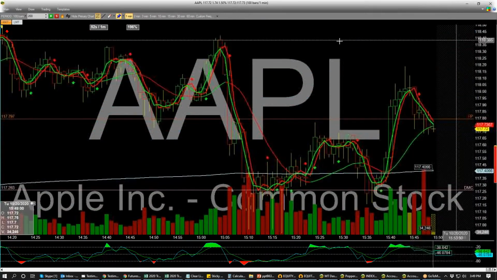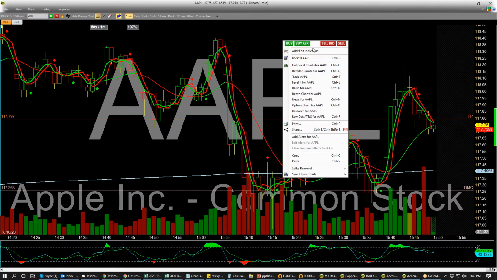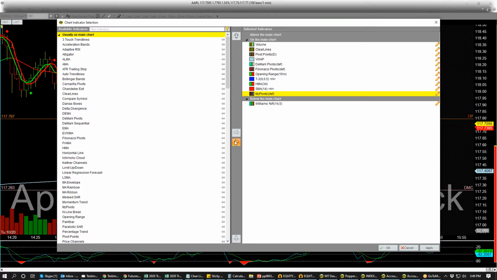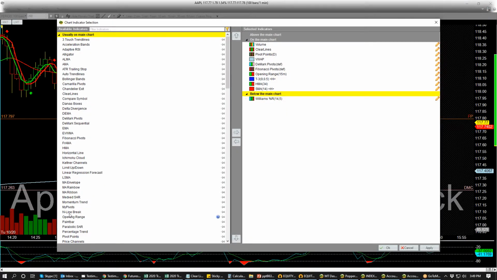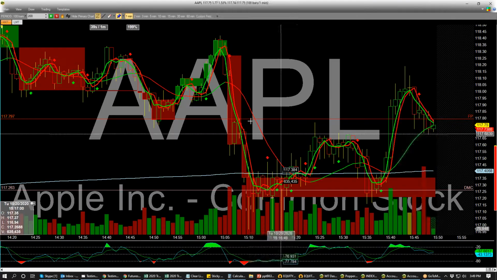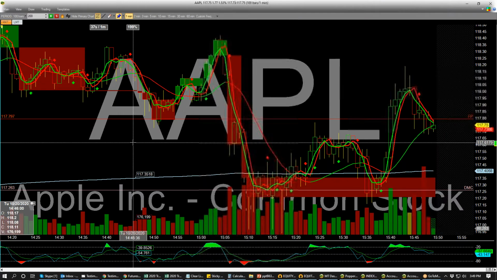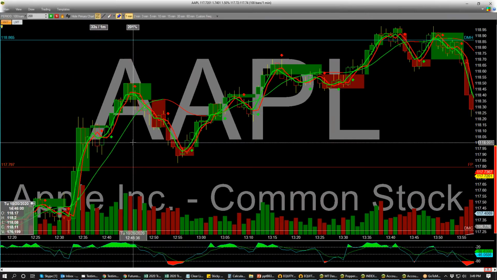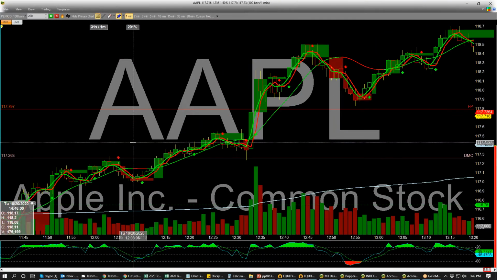I'm not seeing anything for my pivots. I don't get that one. N-line break. Not familiar with N-line break. Looks like a Darvis box.